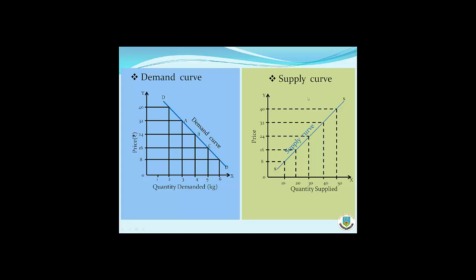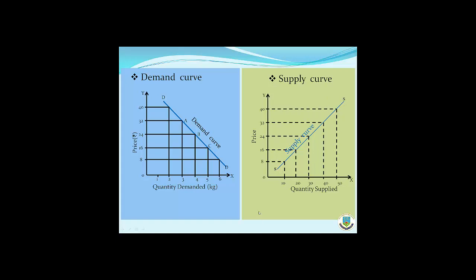Now in the supply curve, as price rises, quantity supplied also increases. When price is 8, quantity supplied is 10. When price rises to 16, quantity supplied is 20. At price 24, quantity supplied is 30. At price 32, quantity supplied is 40. And when price is 40, quantity supplied is 50. So SS is the supply curve.